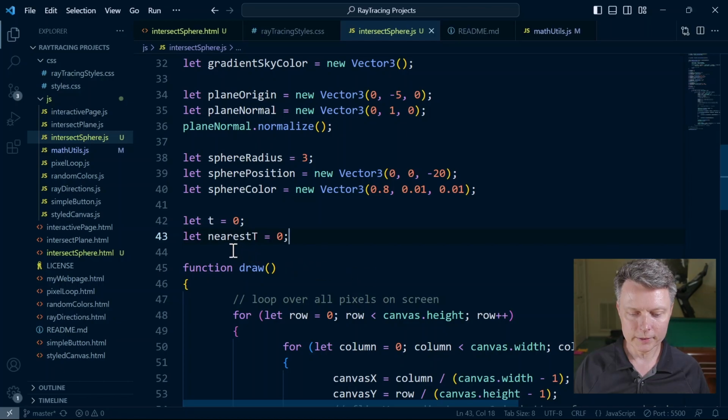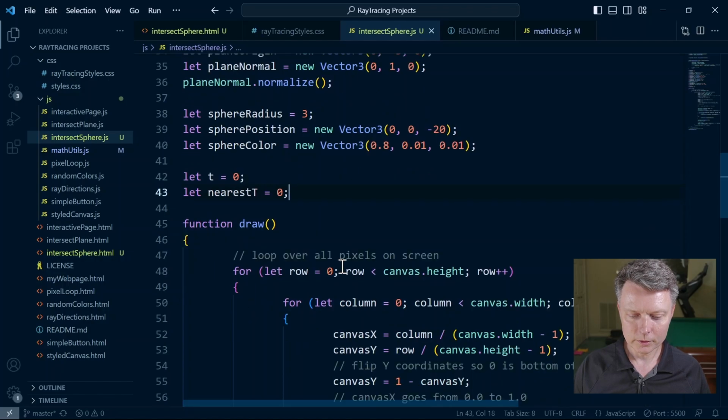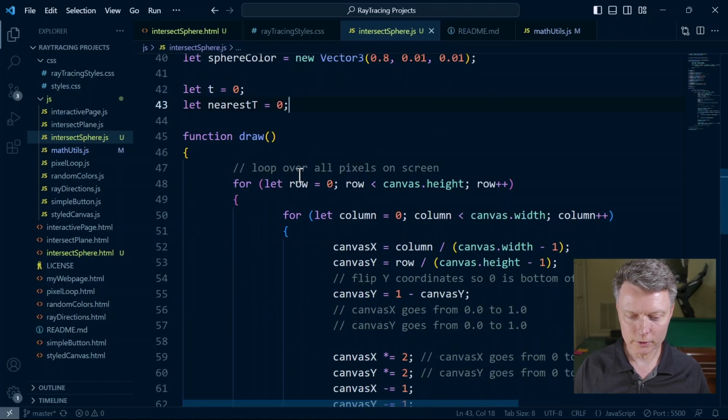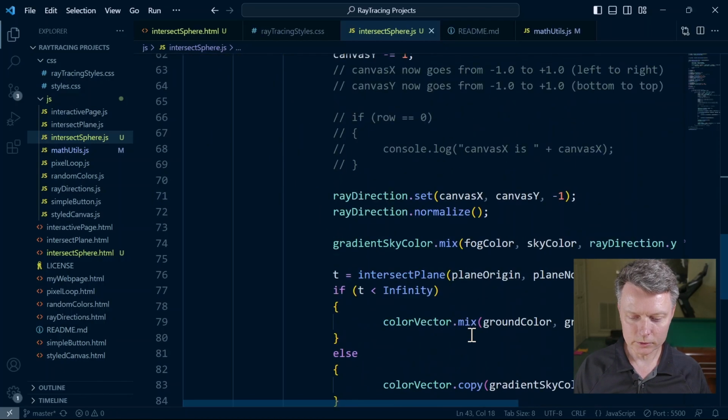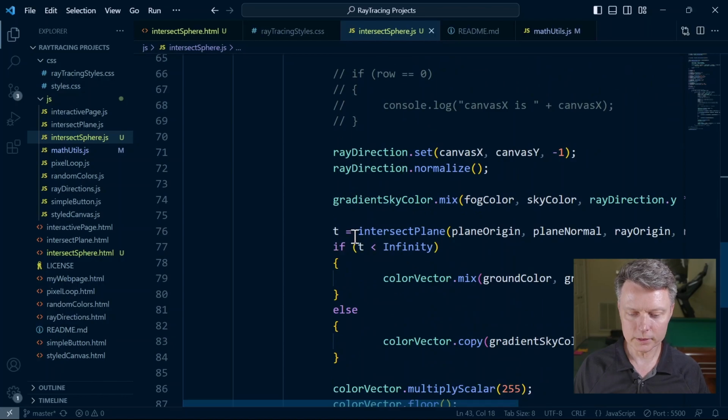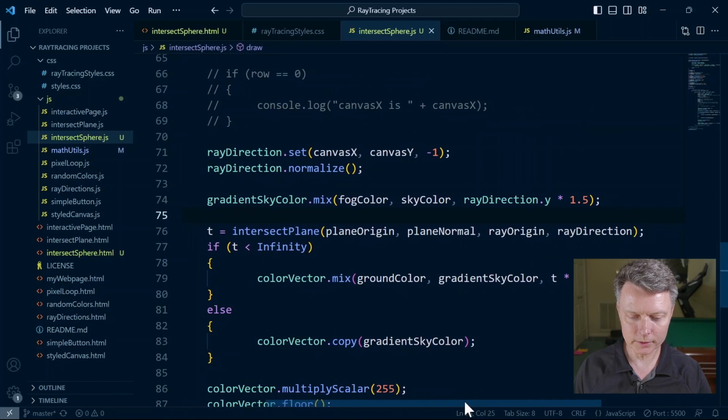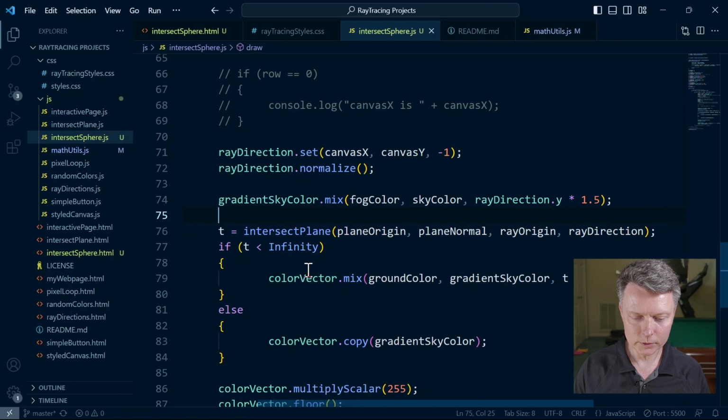So now that we've added this nearest t variable, we can go inside the draw function, and this, recall, loops over all the pixels on the screen, and it sends out an array for each pixel. And so let's go down to where it says t equals intersect plane. And let's add our intersectSphere function now. So we can just click right in here, and I'm going to move this over a little bit so we can see better. And then maybe hit enter one time.